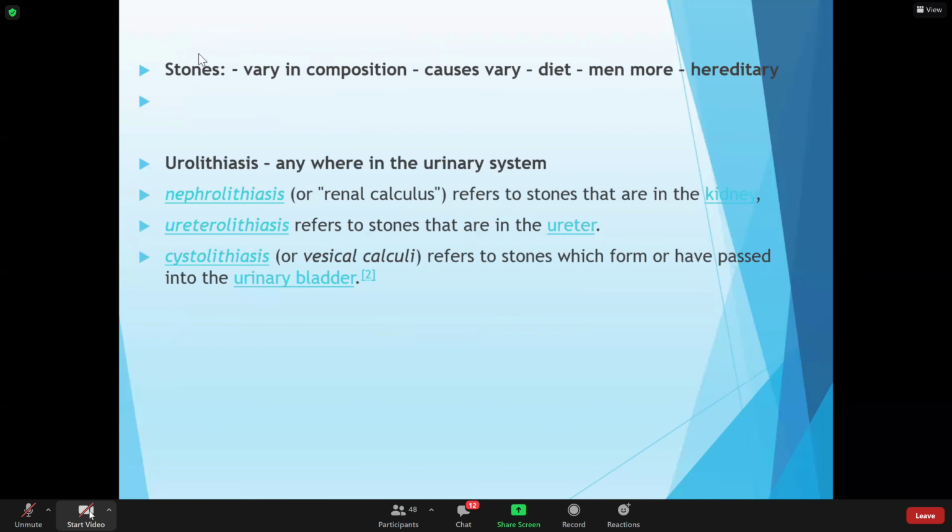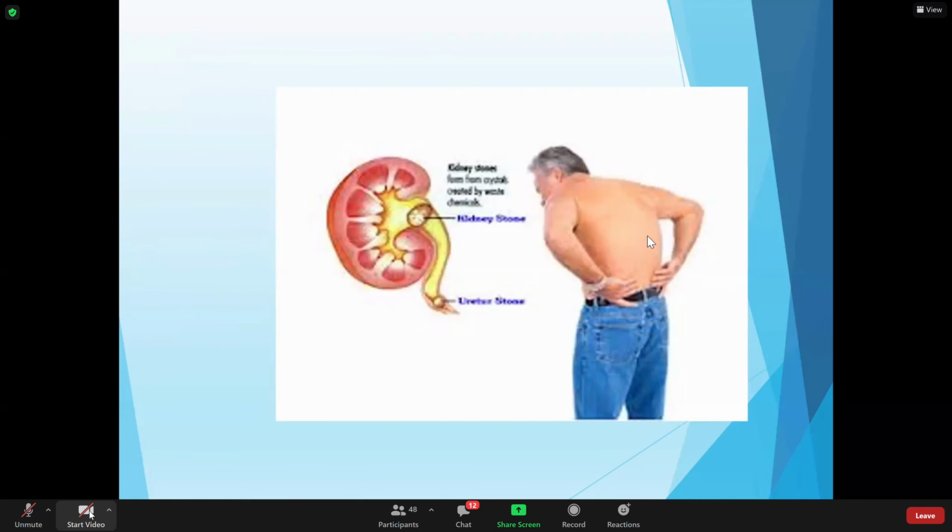So again, these words are here just to say, depending on where the stone is located, if it's nephro, it's within the kidneys. Uretero is how you say that, it's within the ureter. Uro just means anywhere in the urinary system. Cystolithiasis means it's a stone that was in the bladder. And this is just a patient with kidney stone pain. It has it located right there in the renal pelvis, the biggest section of the kidney, and now the patient has pain in the back and pain going into the groin. Men more than women. Doesn't mean women can't have kidney stones, men are more likely.